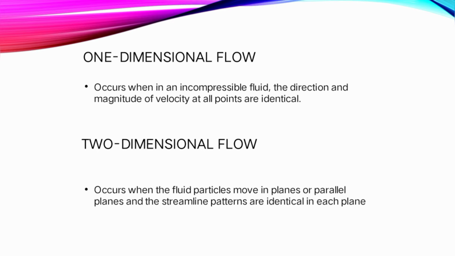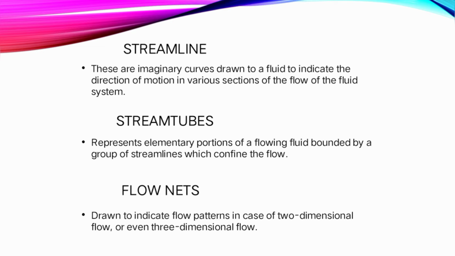The streamlines are imaginary curves drawn through a fluid to indicate the direction of motion in various sections of the flow of the fluid system. Also, stream tubes represent elementary portions of a flowing fluid bounded by a group of streamlines which confine the flow, and flow nets are drawn to indicate flow patterns in case of two-dimensional flow or even three-dimensional flow.